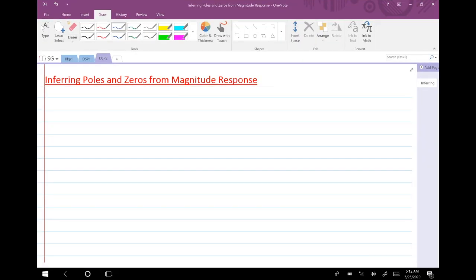So what we are interested in studying, as I mentioned, is inferring poles and zeros from magnitude response. In fact, to be more precise, it's the square of the magnitude response. So let's start with the notation: let P of e power j omega be equal to the magnitude of H of e power j omega squared.